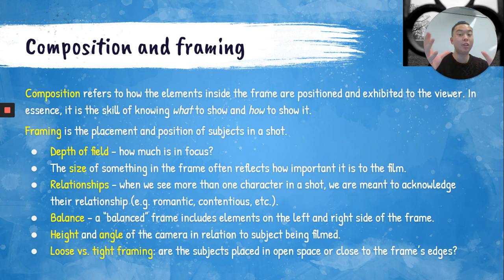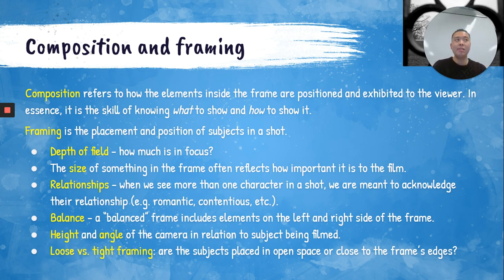So both terms are actually quite similar. In fact, when you read them, you're like, well, what's the difference? And I'll tell you that in a minute. But let's define them first. So composition refers to how the elements inside the frame are positioned and exhibited to the viewer. Now, in essence, composition is the skill of knowing what to show and how to show it. On the flip side, framing is simply the placement and position of subjects in a shot.